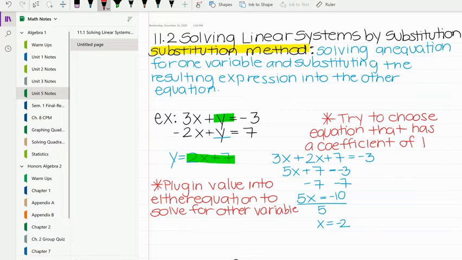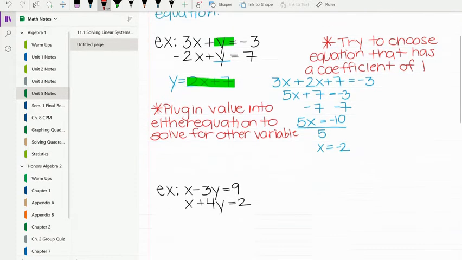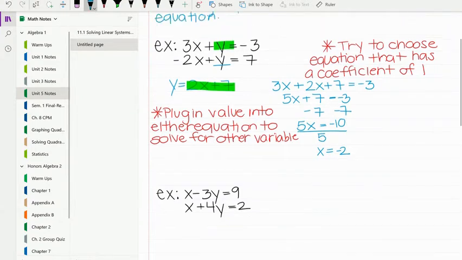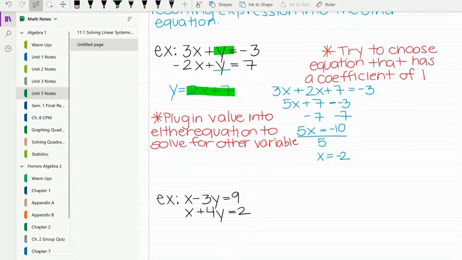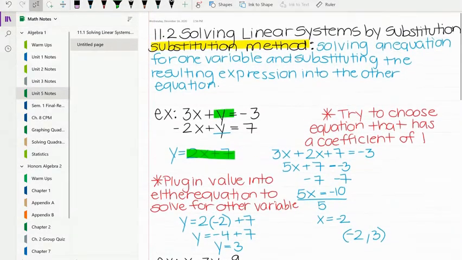So I'm going to take that x value of -2 and plug it into either equation. It doesn't matter which one. I'm going to use the one that's already solved for y. So y equals 2x plus 7, but instead of x, I'm going to substitute in -2, so 2 times -2 plus 7. So y equals -4 plus 7, so y equals 3. For my final answer, it would be -2, 3. That is where the lines intersect.